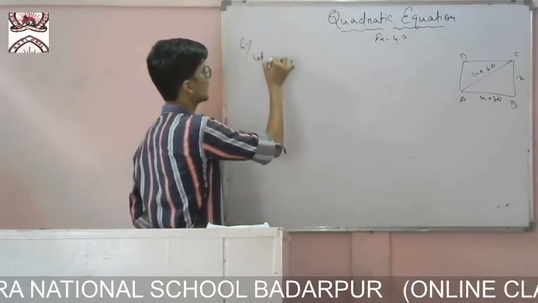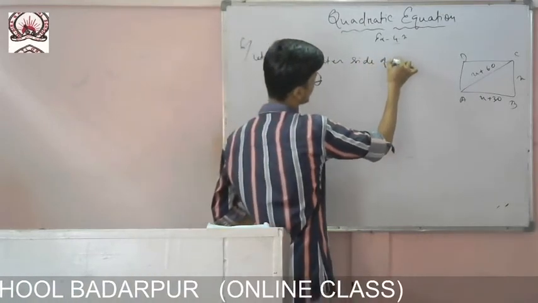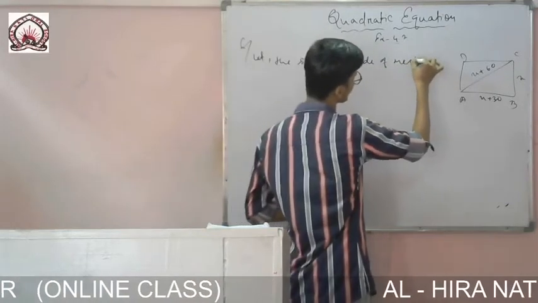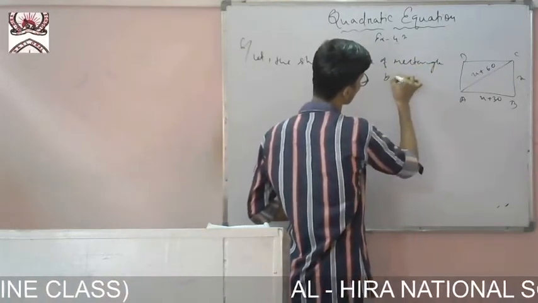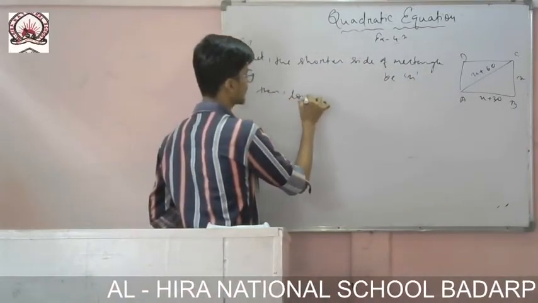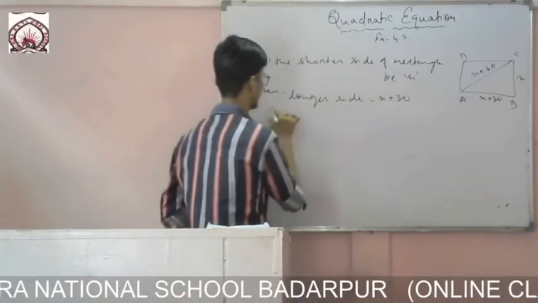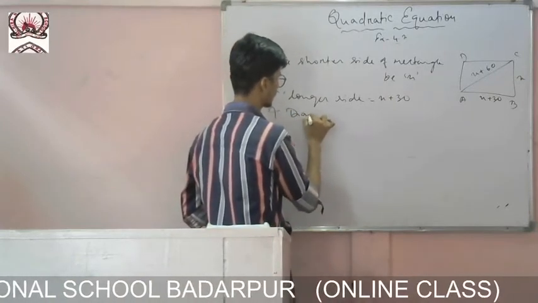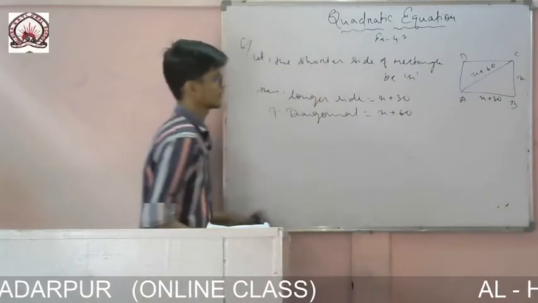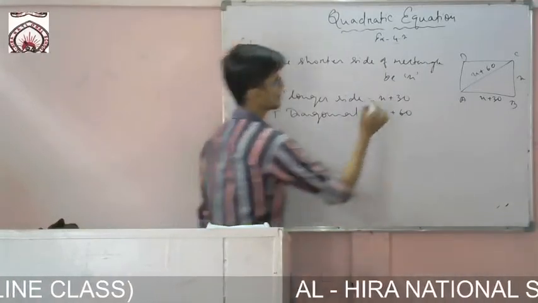So first of all let me write, let the shorter side of the rectangle be x, then the longer side is x plus 30 and the diagonal equals x plus 60. So using Pythagoras theorem, okay, all will be in meters.